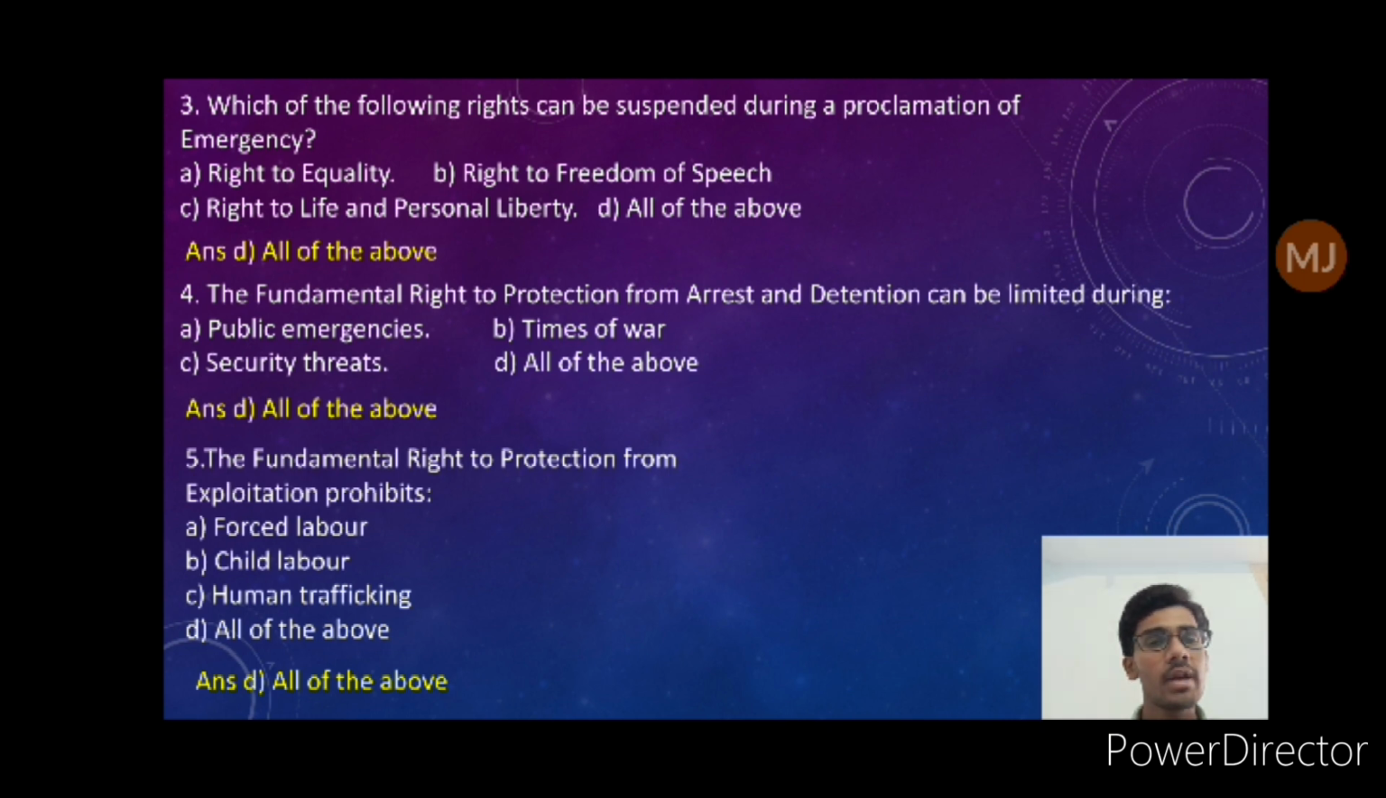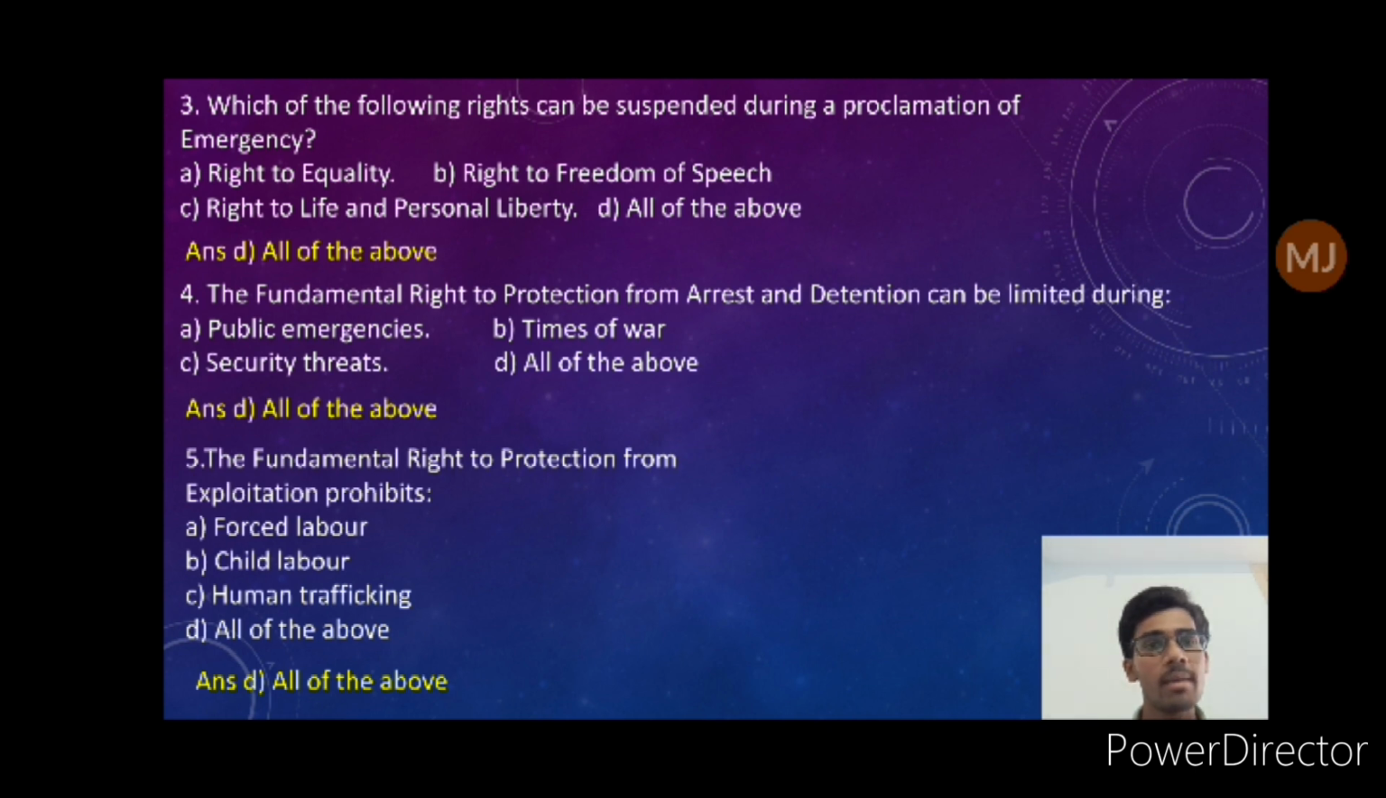Fourth one, the fundamental rights to protection from arrest and detention can be limited during option A, public emergencies. Option B, times of war. Option C, security threats. Option D, all of the above. Answer is option D, all of the above.